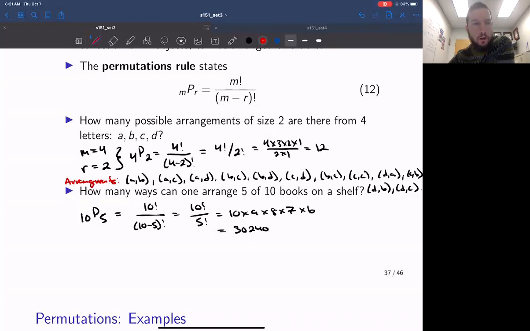So the question, are we expected to show all the arrangements? No, you're not expected to. I just wanted to explain what it means when order matters and what the 12 arrangements would look like.